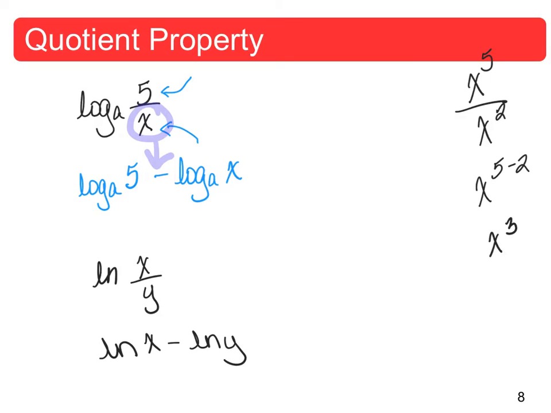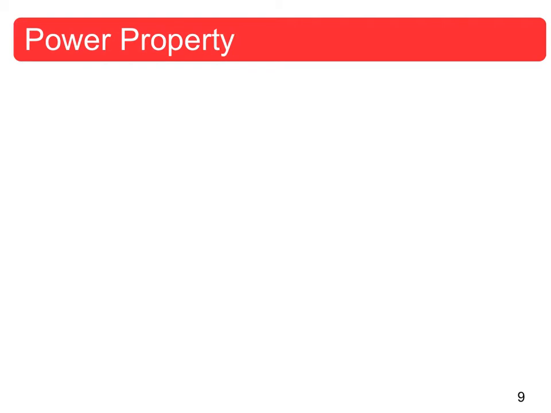The next rule that we're going to look at is our power property. If we think about that with exponents, we have to multiply. So I've got x squared, and I'm raising that to the third power. When I've got an exponent raised to an exponent, I multiply. So I have x raised to the 2 times 3, and that is x to the 6th.